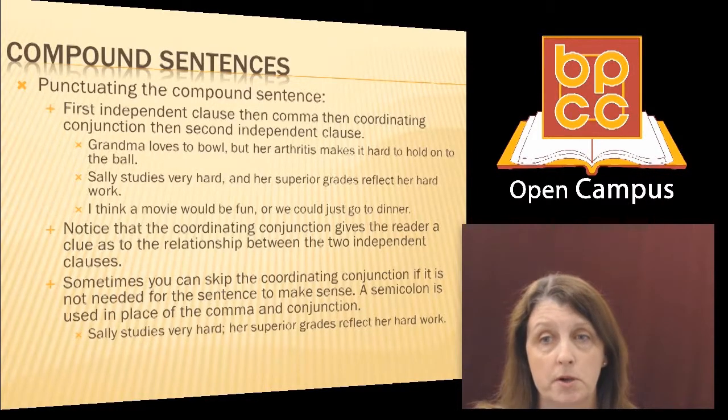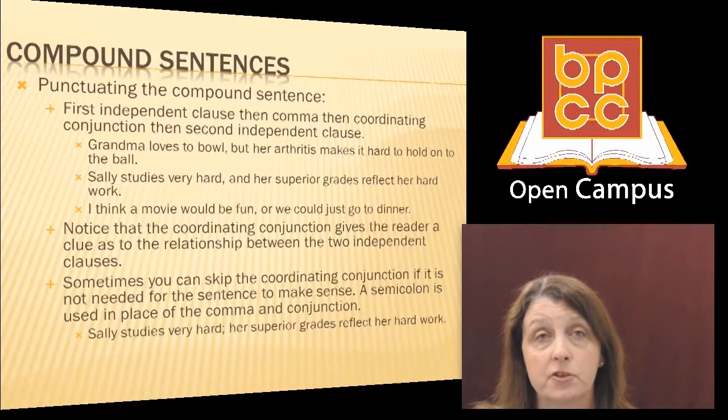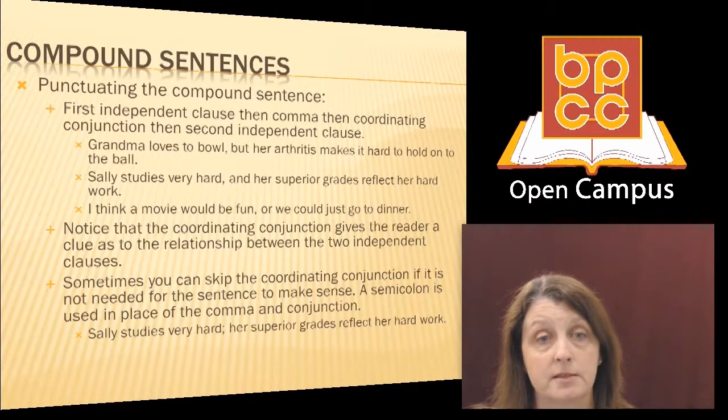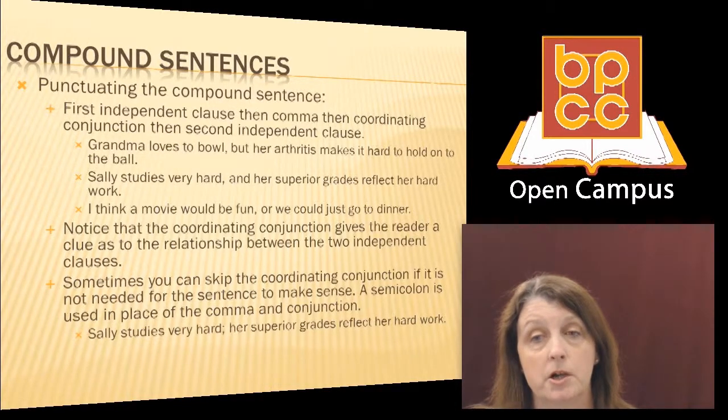Sometimes you can skip the coordinating conjunction if it's not needed for the sentence to make sense. A semicolon is used in place of the comma and conjunction, like this. Sally studies very hard; her superior grades reflect her hard work. Notice the two independent clauses joined with just the semicolon.